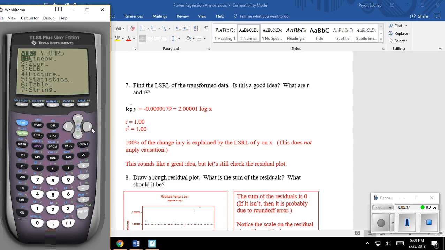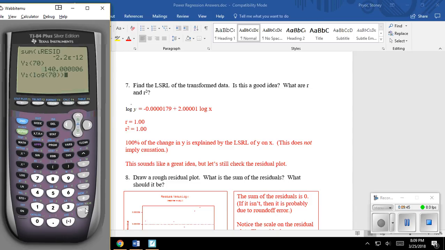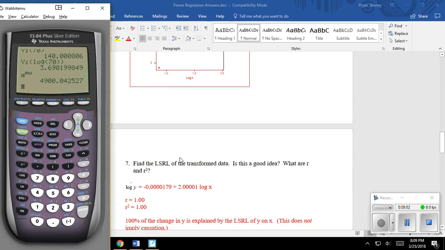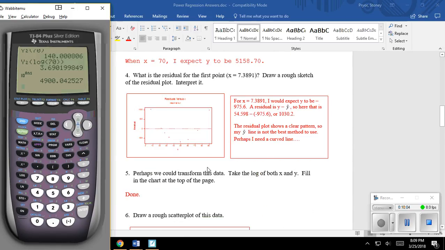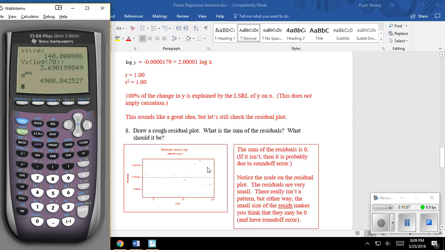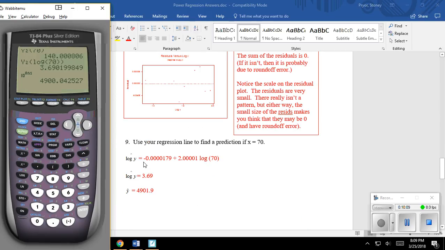So what I want to try is this. Y2 of the log of 70. And then when I get this answer, I want to anti-log it. 4,900. 4,900 seems like a much more reasonable answer. If 70's in here, 4,900's in here. That looks like a much better idea. And here's how I showed the work when I did it this way.